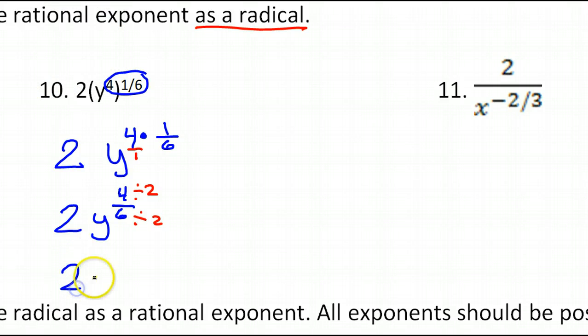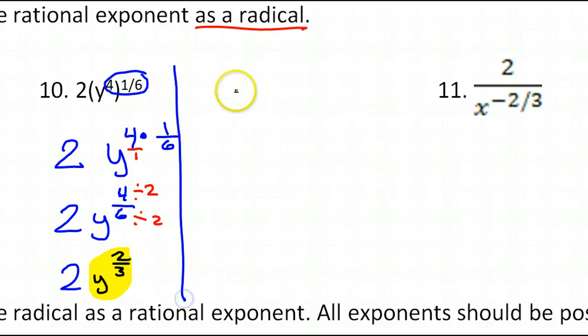Alright, then we have 2y to the 2/3 power. Now, there are no parentheses or anything, so I need you to understand that unless there's a parentheses reaching out and including the 2, the exponent only applies to the thing that it's touching. Alright, so this is y to the 2/3 power. It's not 2y to the 2/3 power. That's important because I still have to rewrite this as a radical.